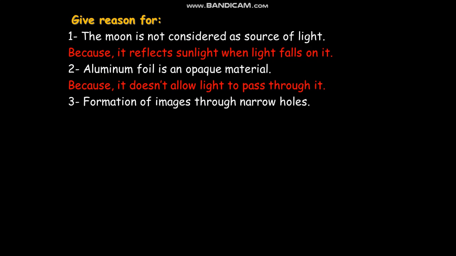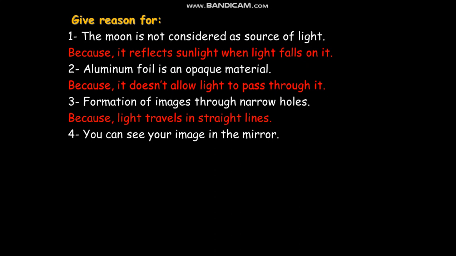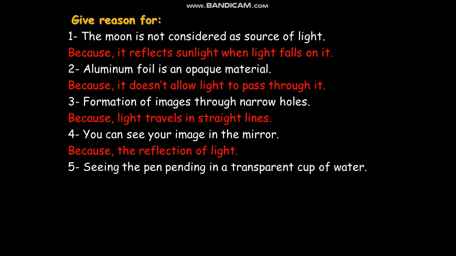Formation of image through narrow holes is because light travels in straight lines. The fourth one: you can see your image in the mirror because the mirror has a shiny and smooth surface which makes a reflection of light. Seeing the pen bending in a transparent cup of water. Why? Because of the refraction of light.